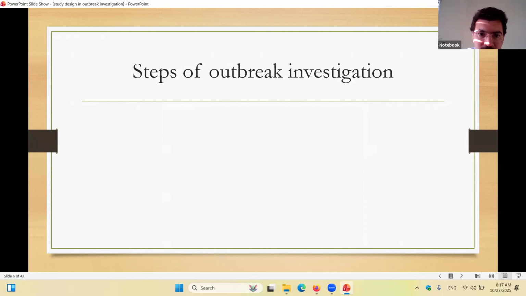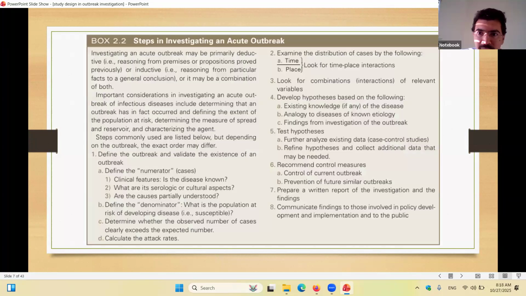Now I want to talk about the steps of outbreak investigation. I used the Gordis source for this part.